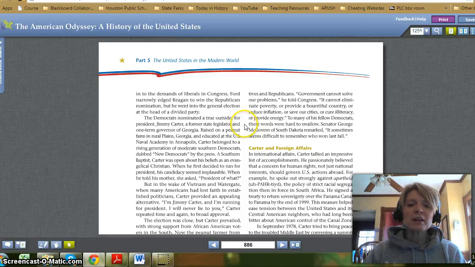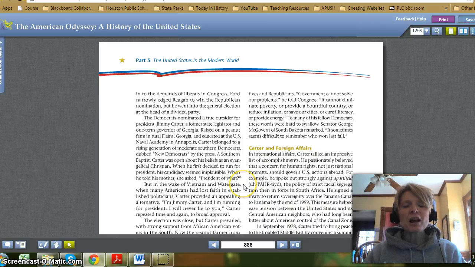The Democrats nominated a true outsider for president, Jimmy Carter, a former state legislator and one-term governor of Georgia. Raised on a peanut farm in rural Plains, Georgia, and educated at the U.S. Naval Academy in Annapolis, Carter belonged to a rising generation of moderate Southern Democrats, dubbed New Democrats by the press. A Southern Baptist, Carter was open about his beliefs as an evangelical Christian. When he first decided to run for president, his candidacy seemed implausible.